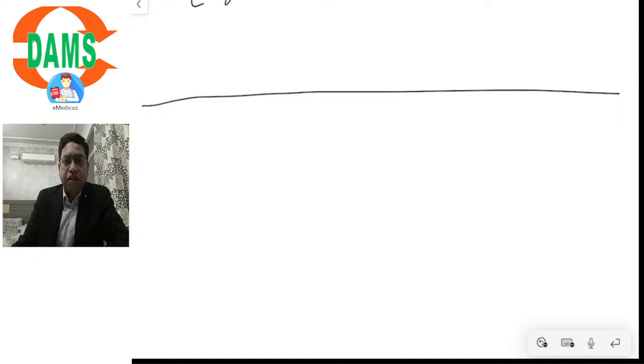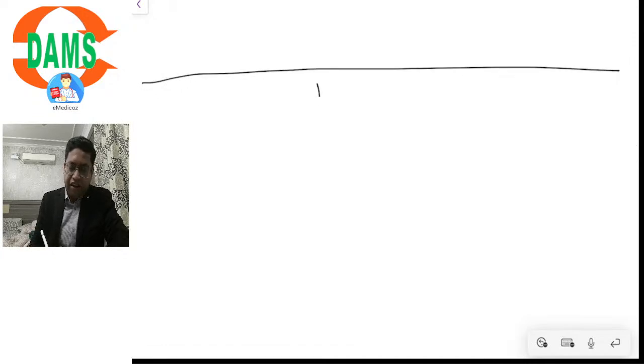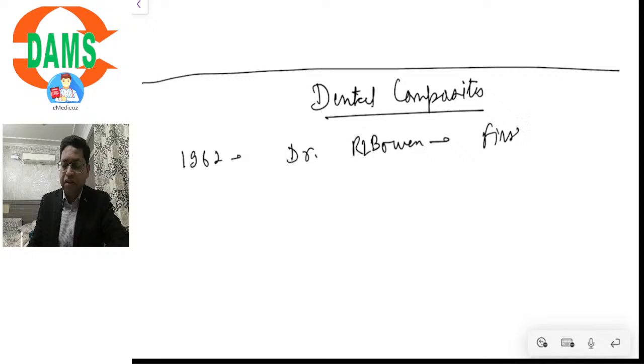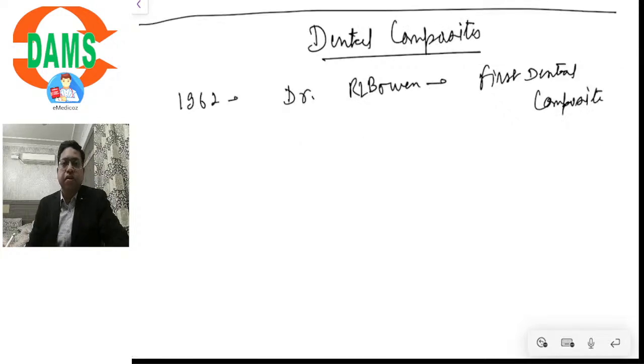So we are starting with dental composites. Today I would be talking about dental composites. They are one of the chief restorative materials used today. It was in the year 1962 that Dr. R.L. Bowen introduced the first dental composite material. These dental composites are synthetic restorative materials based on resins, and they consist of three principal phases.